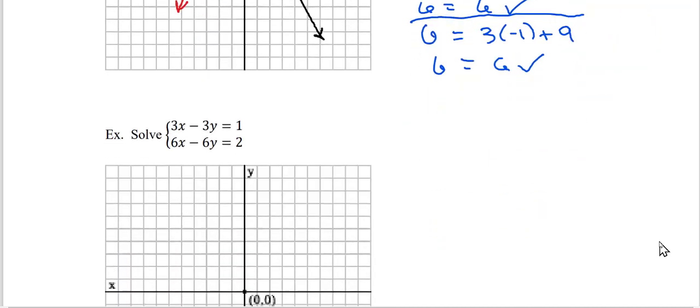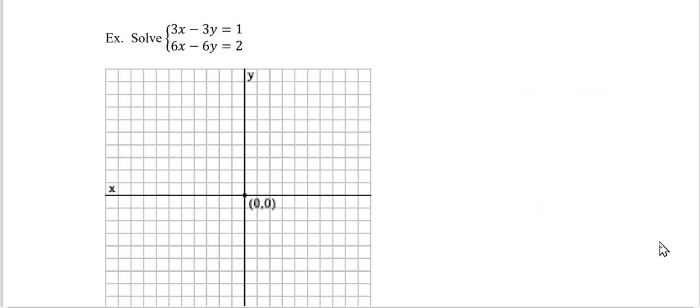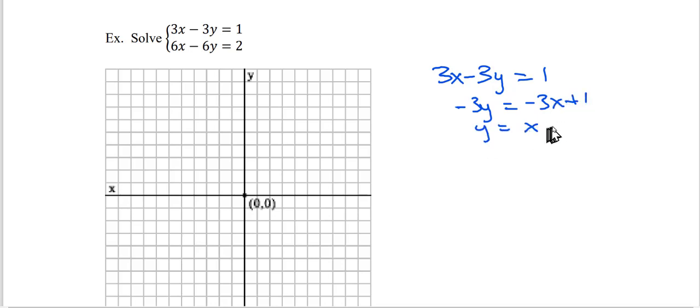We're going to do another one here, mostly because I want to show you something specific. In this case, we really have two options. We can plot the x and y intercepts if we wanted, or we can put it in slope-intercept form. Let's go with that. 3x minus 3y equals 1. Subtract 3x from both sides and divide by -3. I get y equals x minus 1/3.